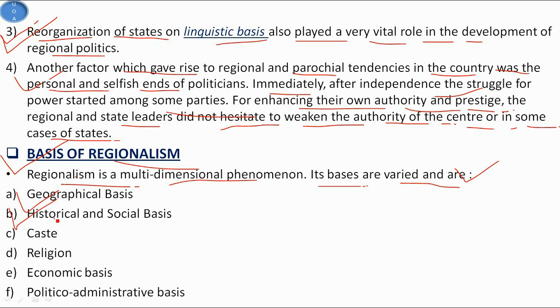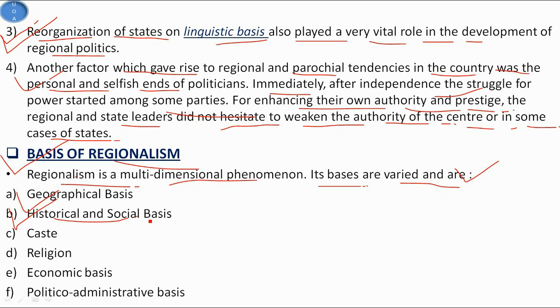Now we consider the historical and social basis. The historical and social basis constitutes the bedrock of the politics of regionalism. Several components in this category are important not only individually but also in conjunction with each other. History supported regionalism with culture, heritage, folklore, myths and symbolism. The most striking examples are the Dravid Kazhagam and the Dravid Munnetra Kazhagam in Tamil Nadu and the Shiv Sena in Maharashtra. But history cannot be considered the most important basis of regionalism.